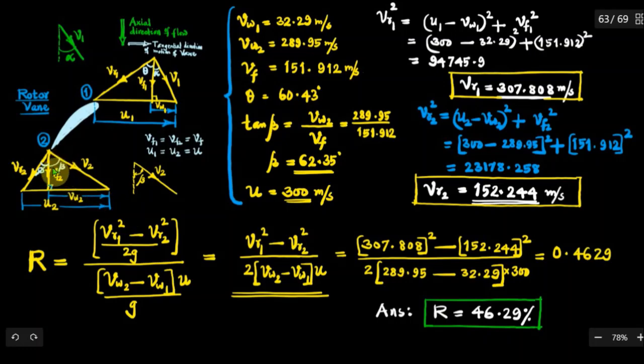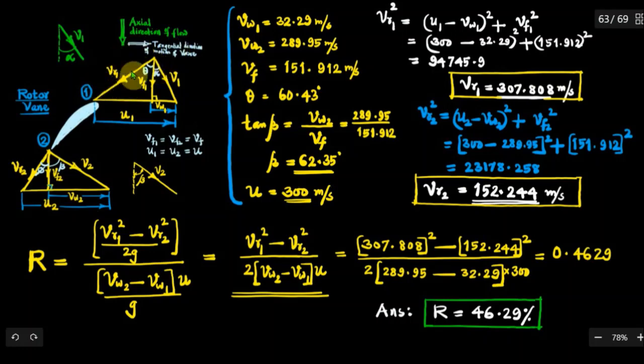If you take tan beta from the right side portion, that right triangle on the right side of the outlet velocity triangle, tan beta is equal to opposite side Vw2 by adjacent side. So Vw2 by Vf2 is tan beta, and from that you can find beta. If you find that out, beta is 62.35 degrees. And now you again come back to the inlet velocity triangle.